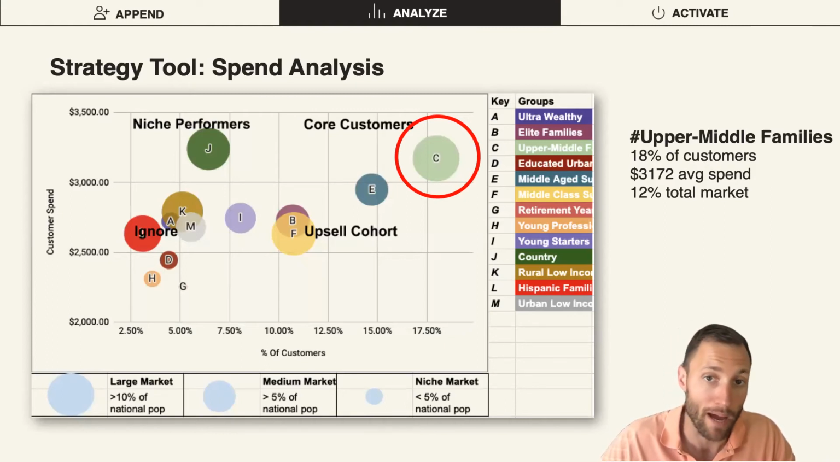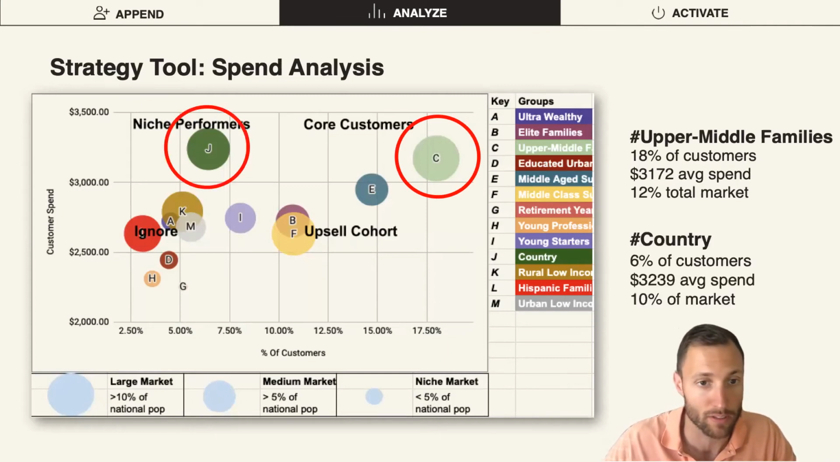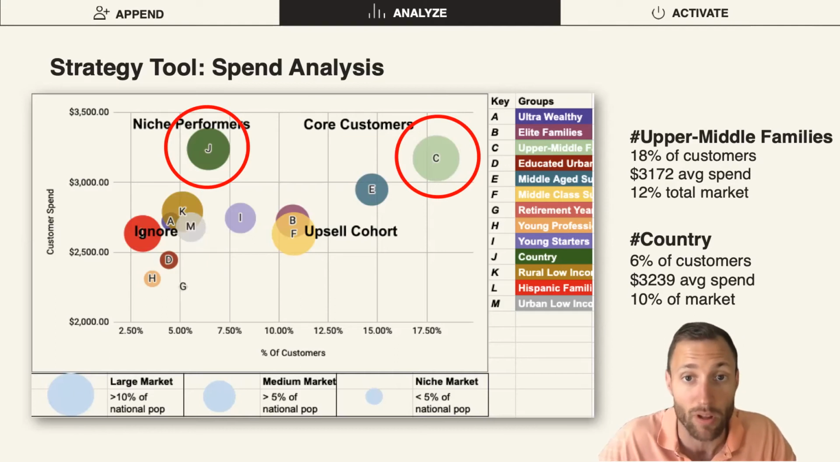But something that we might be missing right now, and I said I'd put a pin in this and come back to it later, is the niche performers here. They're spending a lot, but they don't make up a very big portion of our total customer set. We see hashtag country is only 6% of their customers. They spend more than our best segment, and they are 10% of the market. There's a lot of these people.